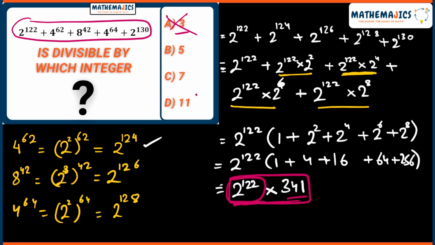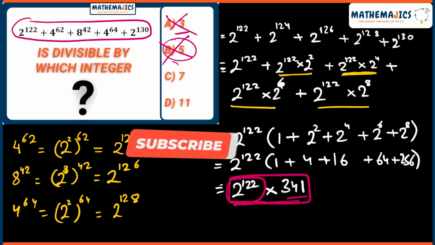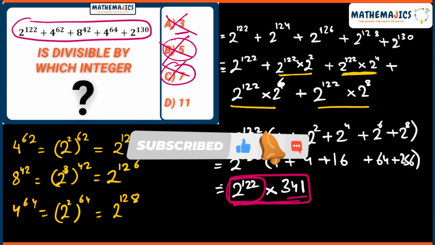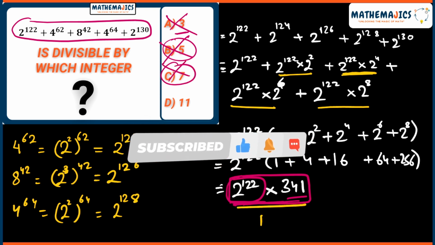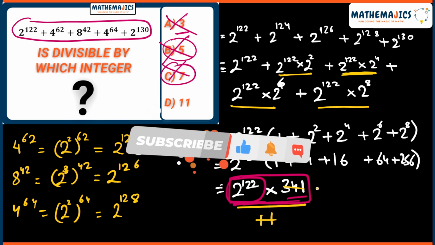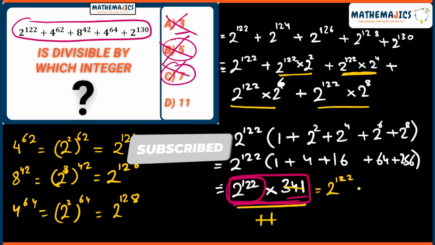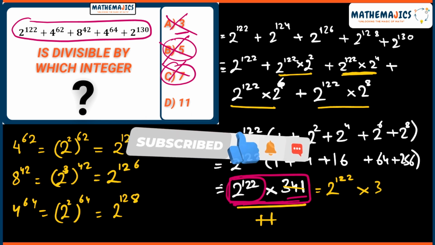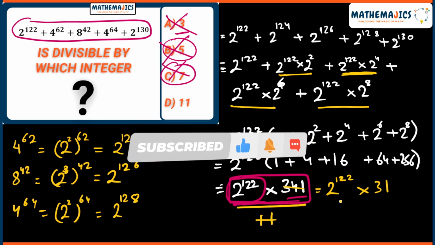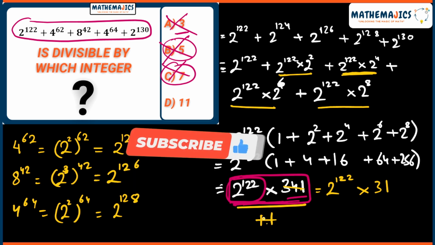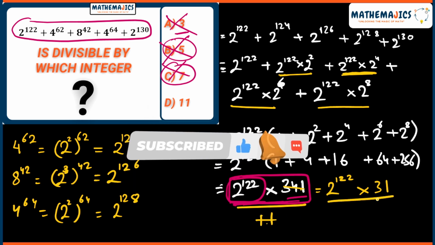Let's check. Is 341 divisible by 5? No, it is not ending with 0 or 5. So it is not divisible by 5. Let's check. Is it divisible by 7? No, it is not. Let's check with 11. Is it divisible by 11? 11 times 30 will give us 330, and 11 times 3 is 33, so 11 times 31 is 341. Okay, so 341 is definitely divisible by 11.